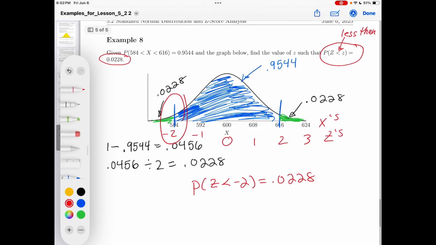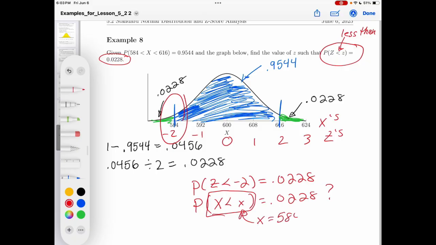Now, if I rewrote the question like this, now instead of finding z's, I'm trying to find my value of x so that when I look to the left, I get 0.0228. In this case, my x would be 584. That's the cutoff point. So when I look to the left, it's 0.0228. So it's important to pay attention to whether you're looking at your z's or your x's so that you can respond to the question appropriately.